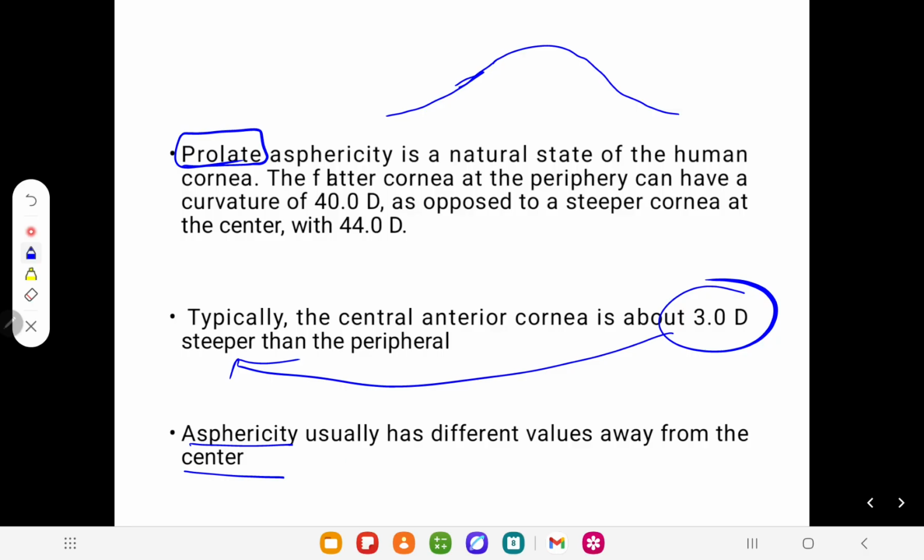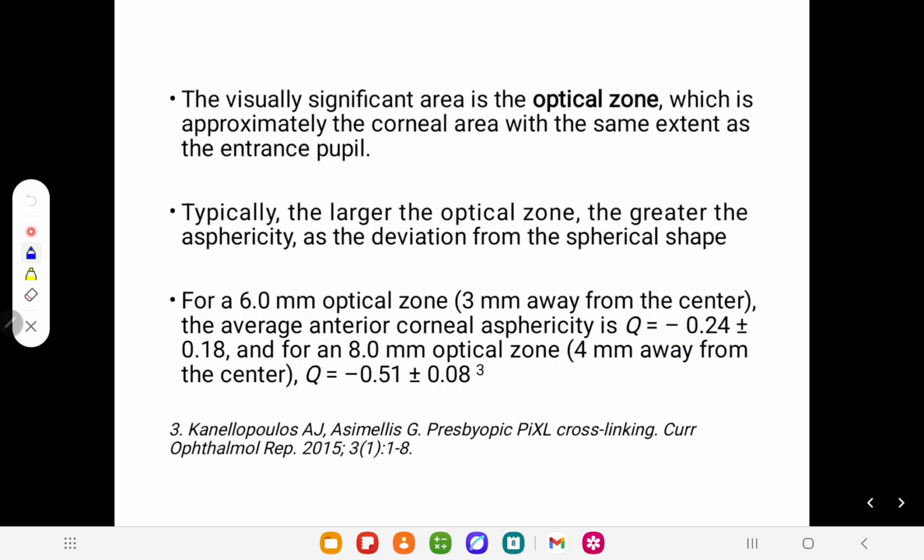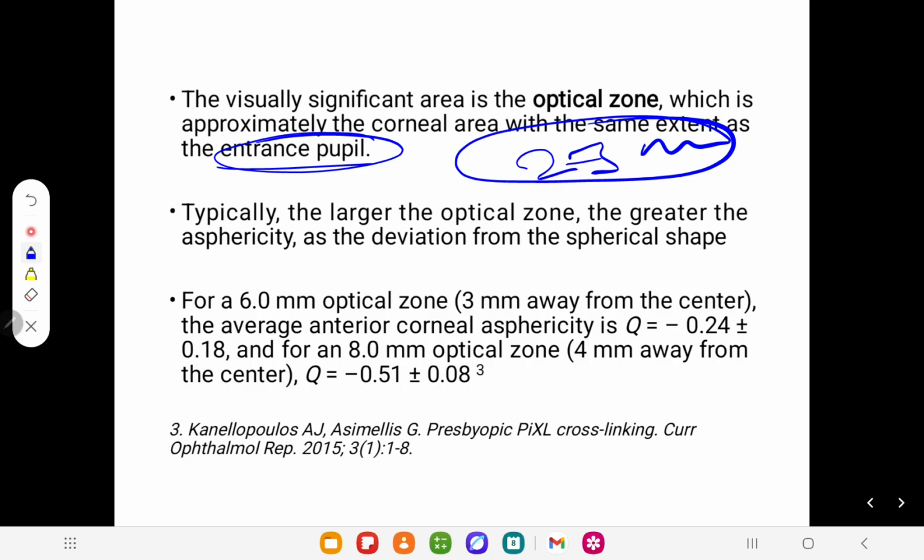Usually sphericity is not one value, but we have to express it as one value, but it is different from center to periphery. So the visually significant area of the optical zone is approximately the corneal area, which is the same extent as the entrance pupil, which is very important. Visually significant is usually 2 to 3 mm, but it usually extends to the entrance pupil.